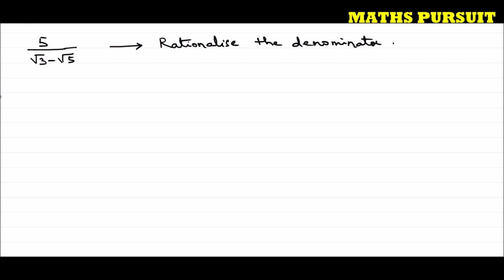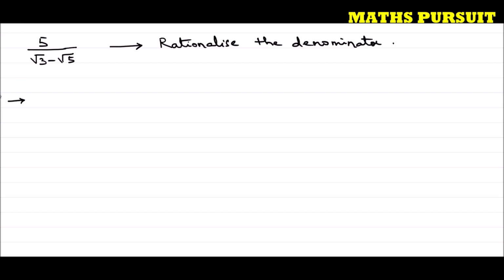Before moving ahead, let us understand what it means to rationalize the denominator. Rationalizing the denominator means removing the roots or cube roots from the denominator, that is, moving them from the bottom to the top. This is as simple as that. How can we do it? Let us see.